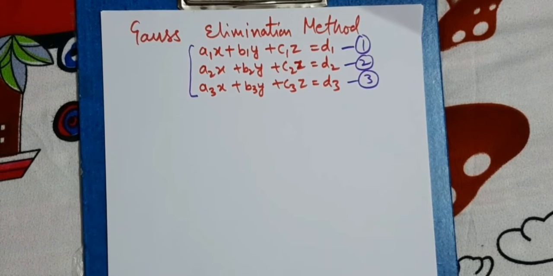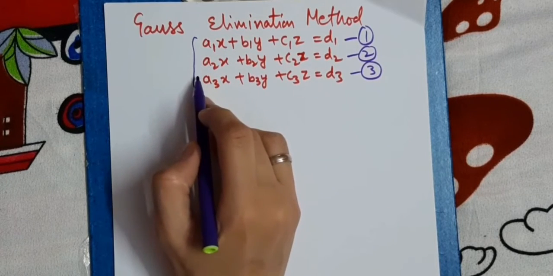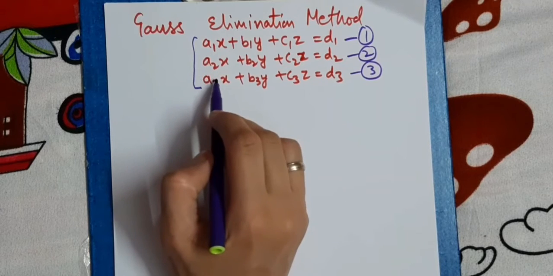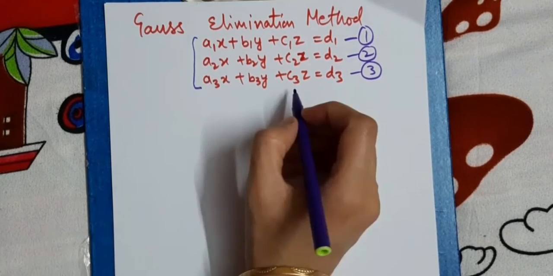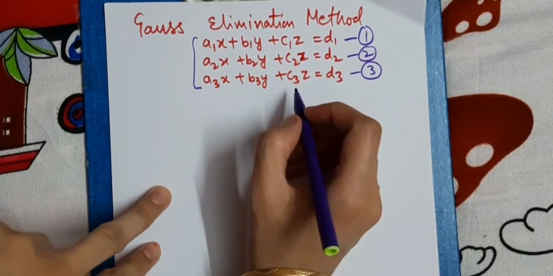Today we will do Gauss elimination method. In this method we will eliminate unknowns, reduce the system into an upper triangular system, and then using the back substitution method we will find the unknowns.